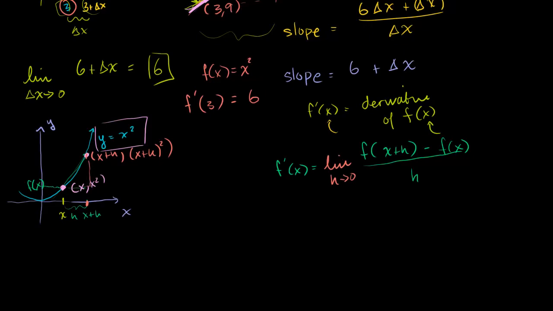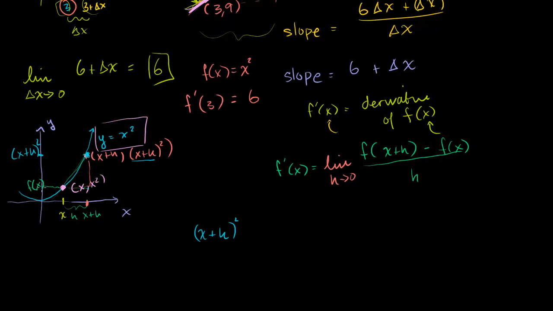So first of all, the change in y is this guy's y value, which is x plus h squared. That's this guy's y value right here. I just took x plus h, evaluated it, squared it, and that's its point on the curve. So it's x plus h squared.